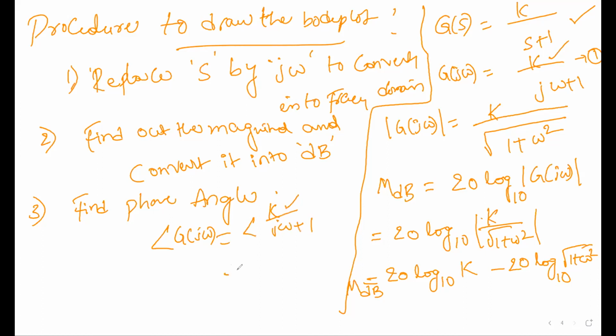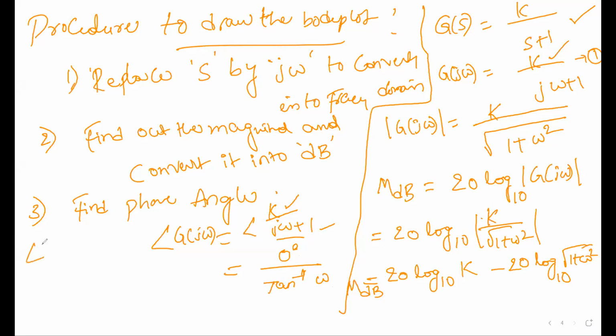The numerator is the constant, so for the constant term the angle is 0 degrees. What about the denominator? What is the denominator angle? What is the formula? Tan inverse omega by 1. Very good. Tan inverse omega by 1, which is nothing but tan inverse omega.